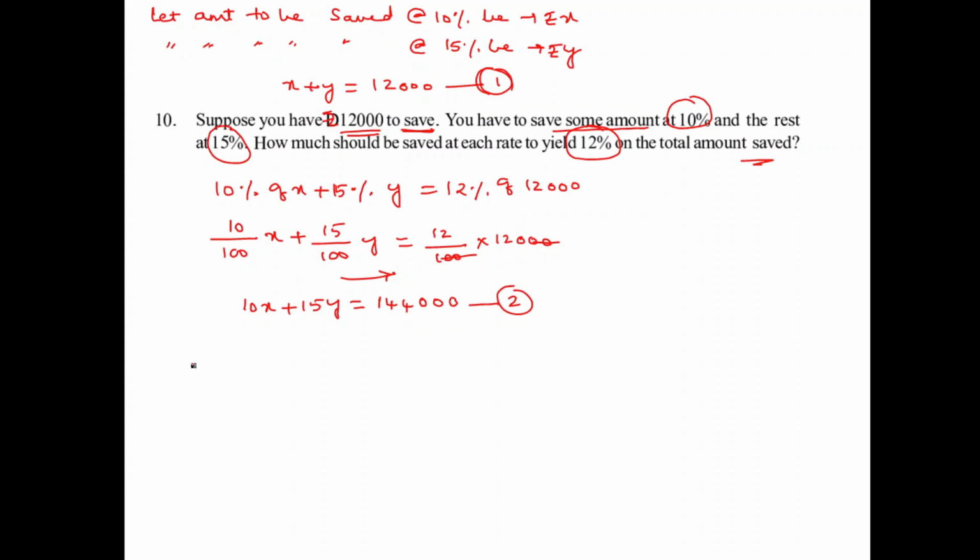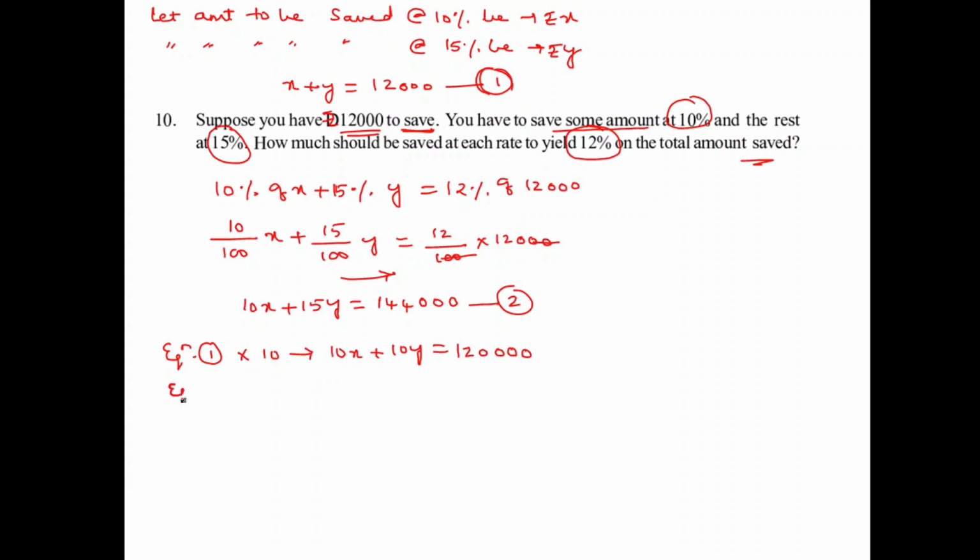Okay. So we need to solve the equations. From equation 1, what I'll do is I'll multiply it by 10 here. So this is your 10x plus 10 times y is equal to what? I can write here directly as your 12,000 with 3 zeros, right? Yeah, 3 zeros. No doubt about it. It's only your 3 zeros.